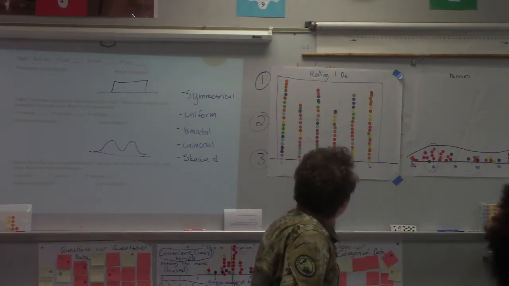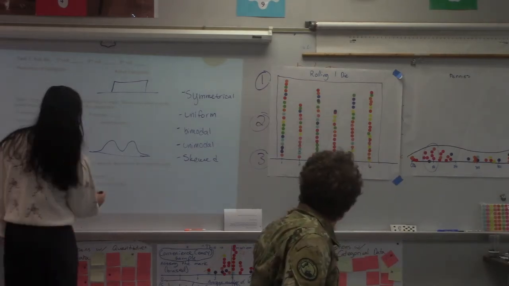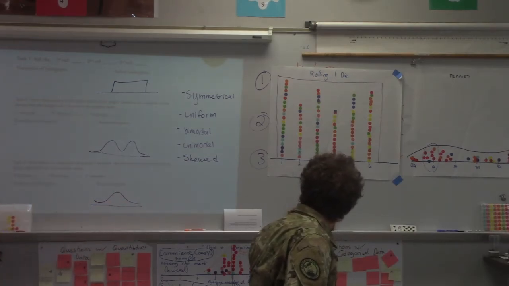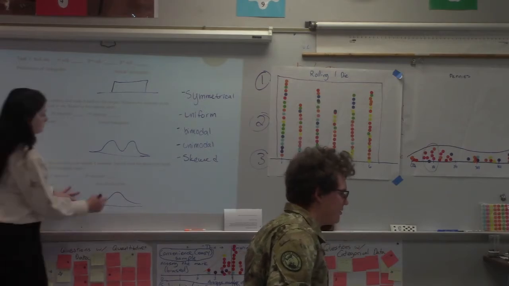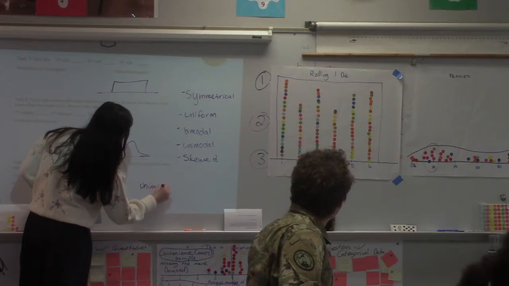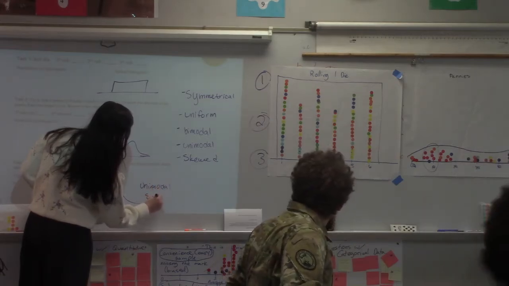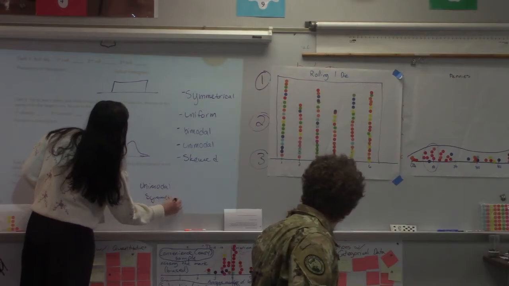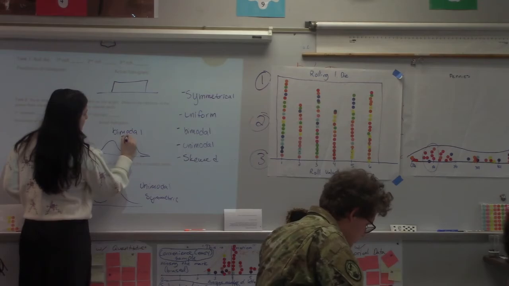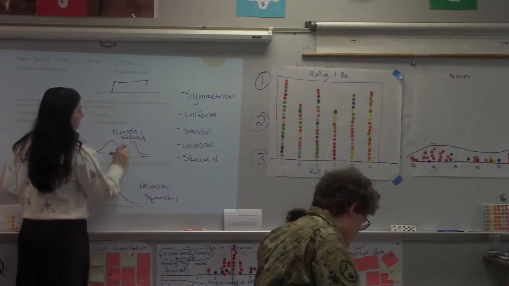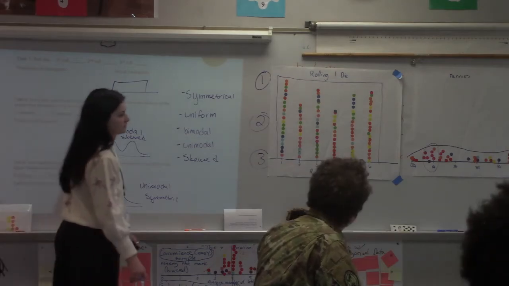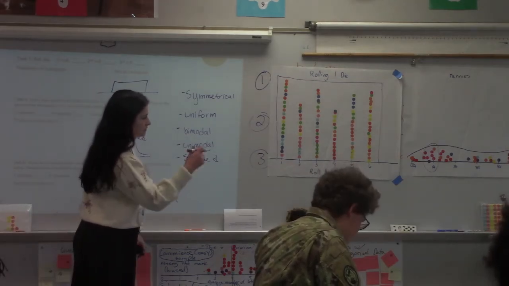And you can write down these graphs or these descriptive words we're using. So this is unimodal and symmetric. This is bimodal. And we said it was skewed. Which way did we think it was skewed? I think it's skewed left. You can see that. Is it? Okay.